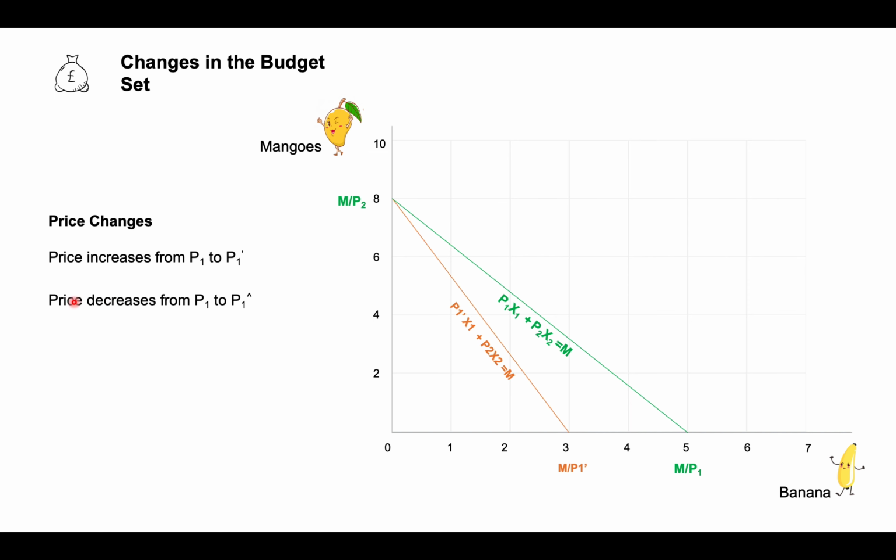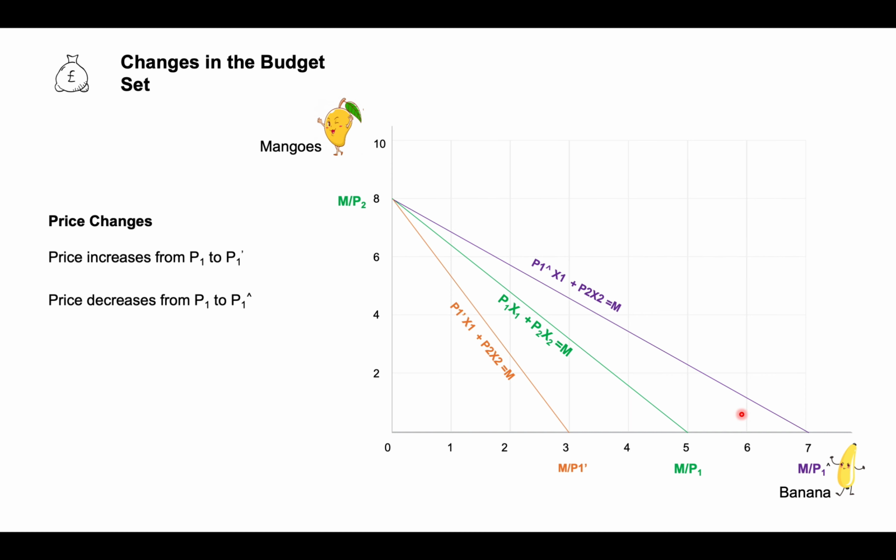Let's say the price decreases from P1 to P1 cap. What happens? There is no change here. This is fine. But now if your banana rate is decreased, you can buy more bananas. So now your budget line shifts rightwards. Okay. Hope you're very clear with this. Now you plot what if the price of a mango increased and the price of a mango decreased, how the graph looks. Just plot it yourself.